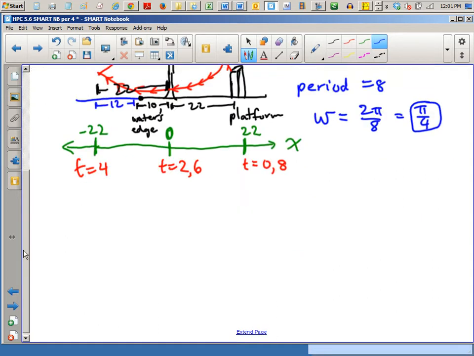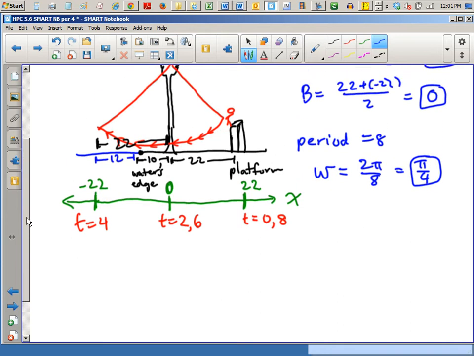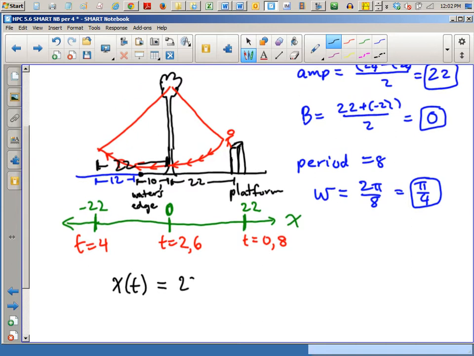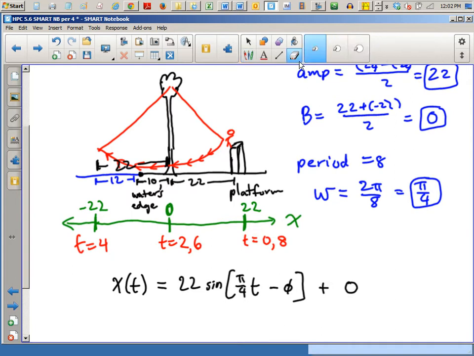Okay, so here's our model so far in black. y, which is really the x coordinate. So the x coordinate of his position as time goes on is a sine of omega times (t minus phi) plus b, which is fortunately 0.